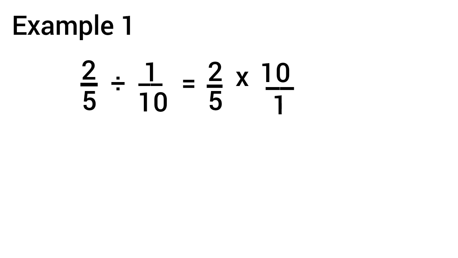So we will go ahead and cancel. 5 into itself is 1, into 10 is 2. Our answer is 2 times 2 equals 4. Below we have 1 times 1, so 4 over 1, which is equal to 4.